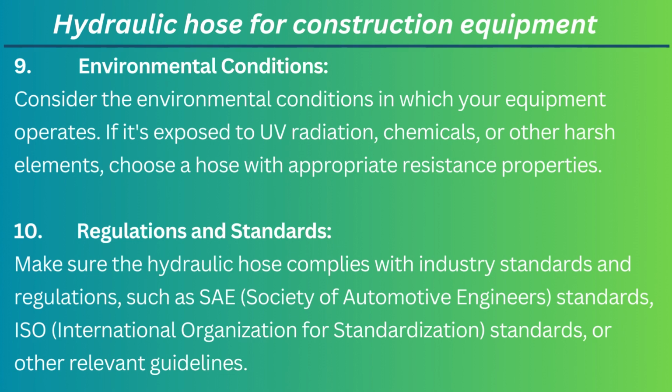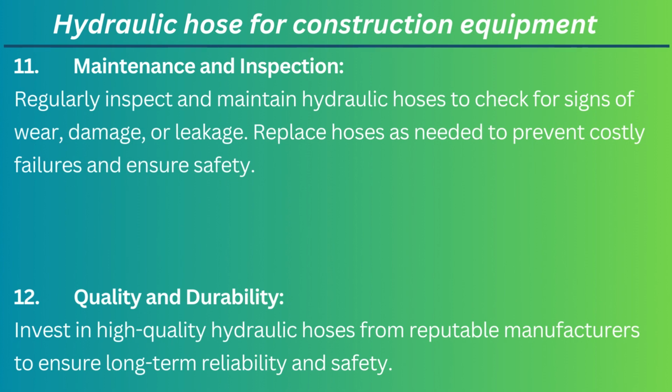10. Regulations and standards. Make sure the hydraulic hose complies with industry standards and regulations, such as SAE, Society of Automotive Engineers, standards, ISO, International Organization for Standardization, standards, or other relevant guidelines. 11. Maintenance and inspection. Regularly inspect and maintain hydraulic hoses to check for signs of wear, damage, or leakage. Replace hoses as needed to prevent costly failures and ensure safety.